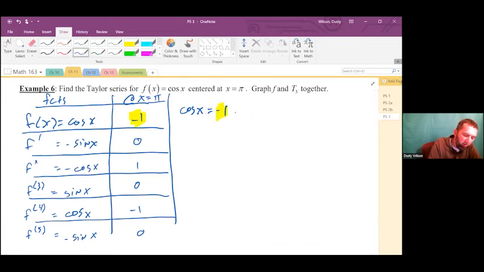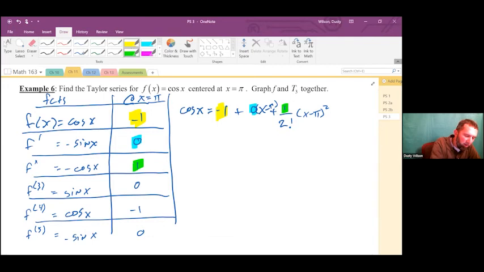And then we have plus 0x from here. And then we have plus 1 over, I guess this would be 2 factorial times x minus pi squared. Oh, I'm sorry, this should have been an x minus pi over here. But it won't change anything because it's times 0. And this 1 is coming from here.